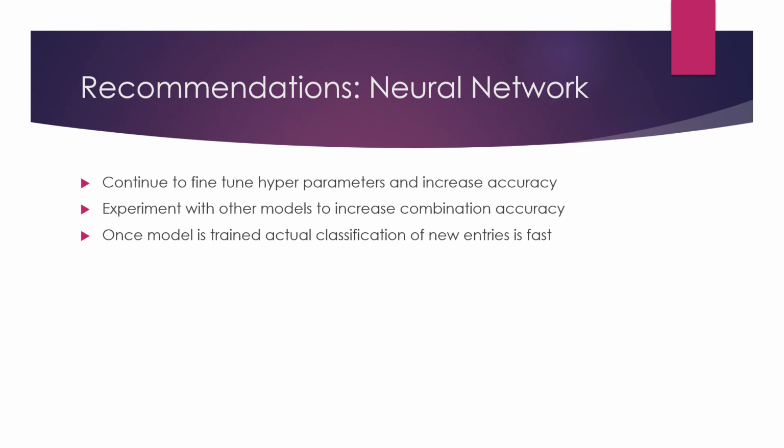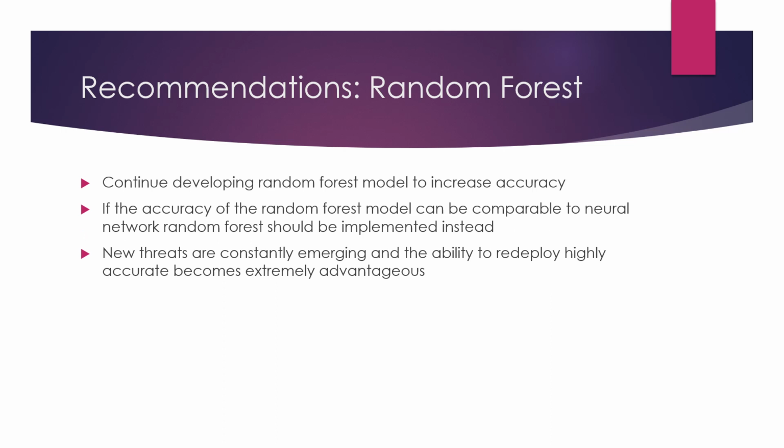Some further recommendations for the neural network. 1. Continue to fine-tune hyperparameters in order to increase accuracy. I believe that there is still extra room in order to increase accuracy, especially within the categorical model. 2. Experiment with other models to increase the combination accuracy and to integrate them with the neural network in order to be able to create a brand new higher accuracy aggregate champion model. Another thing is that once the model is actually trained for a neural network, the actual classification of new entries is actually quite fast.